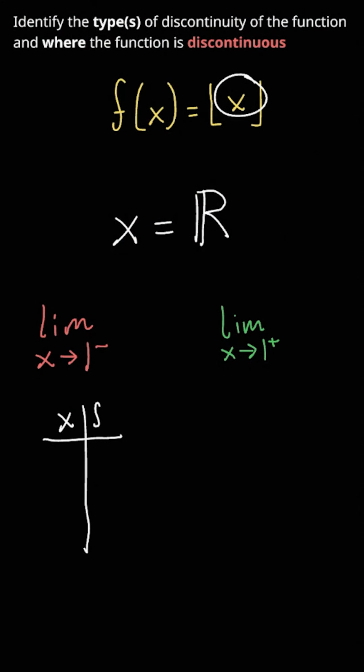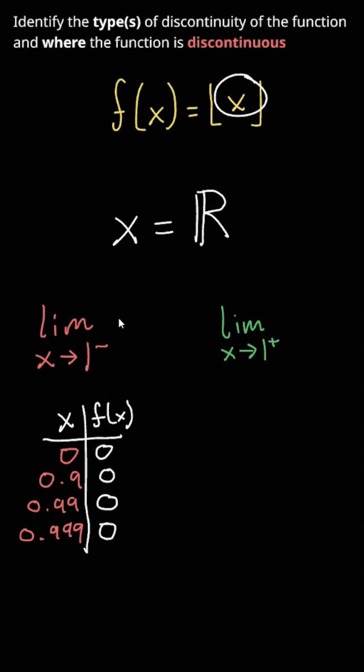So for our left-handed limit, I'm going to make a little table, and we're going to say x and f of x, and we're going to pick progressively closer increments of x. So we're going to use these values of x, and we just plug them into our floor function. Okay, so it's pretty clear, as x approaches 1 from the left, our limit is 0.